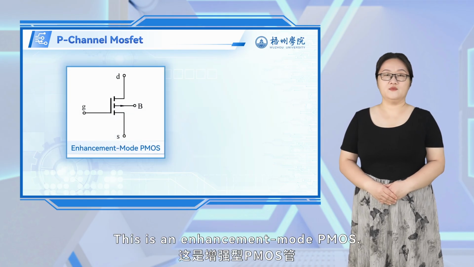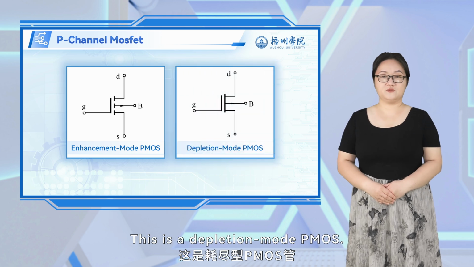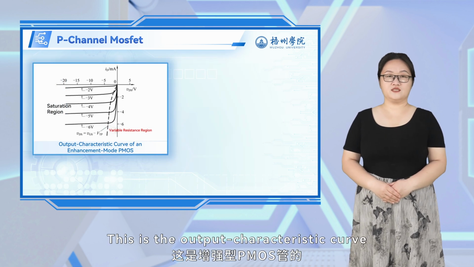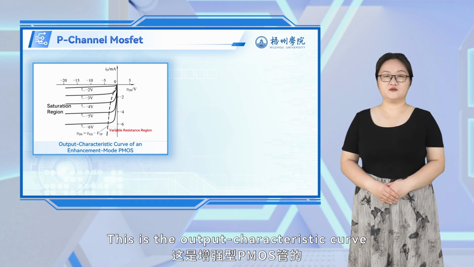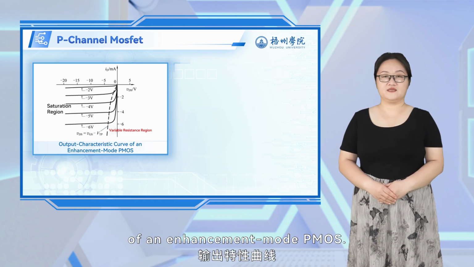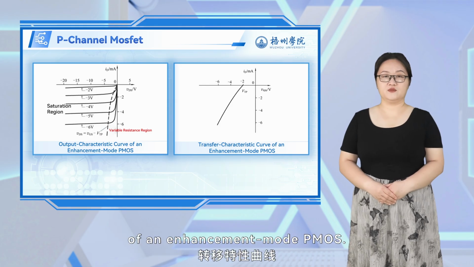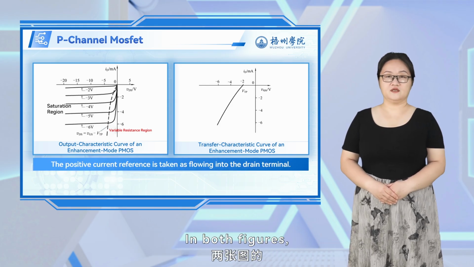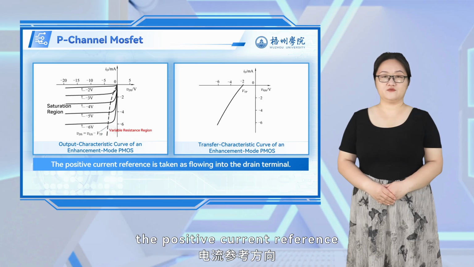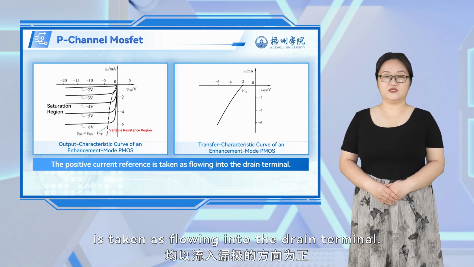This is an enhancement mode PMOS. This is a depletion mode PMOS. This is the output characteristic curve of an enhancement mode PMOS. This is the transfer characteristic curve of an enhancement mode PMOS. In both figures, the positive current reference is taken as flowing into the drain terminal.